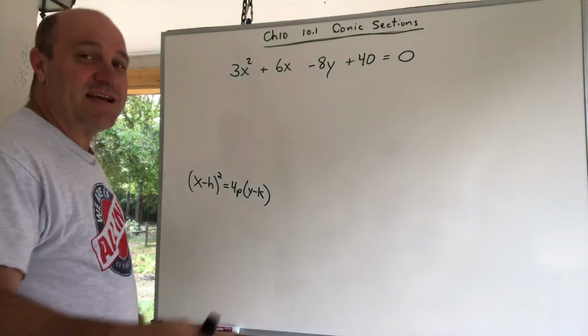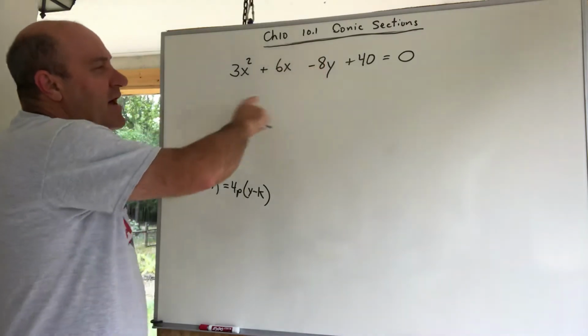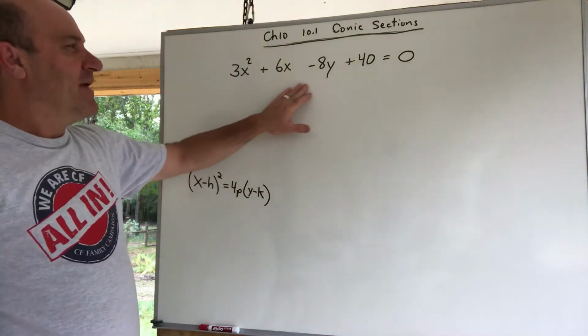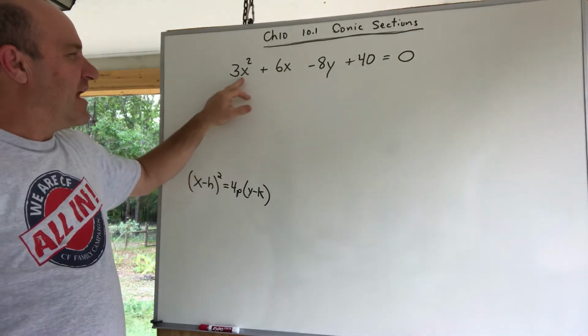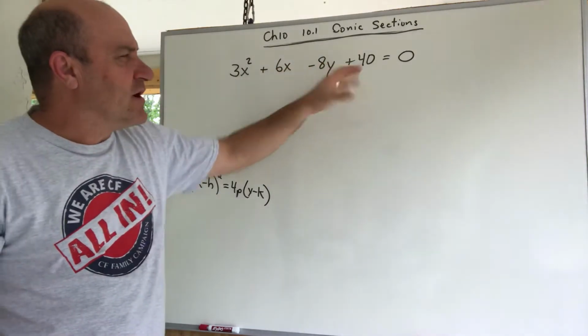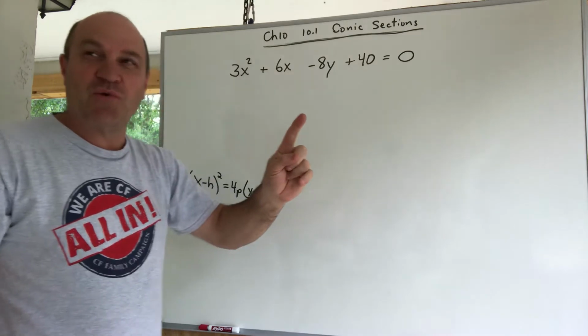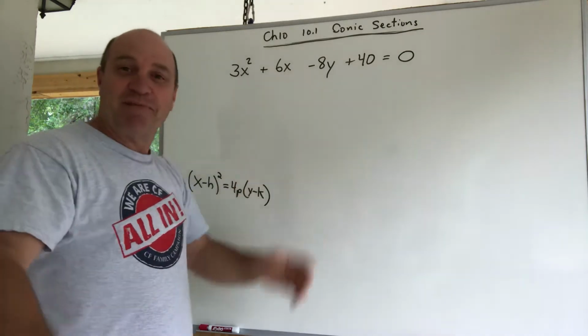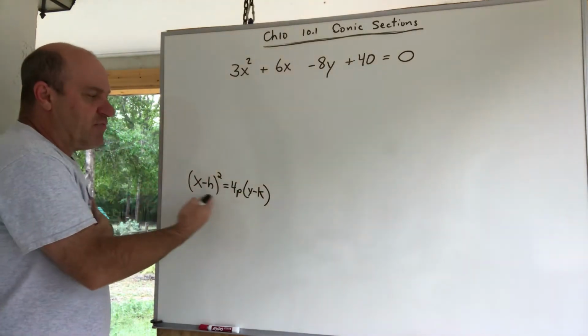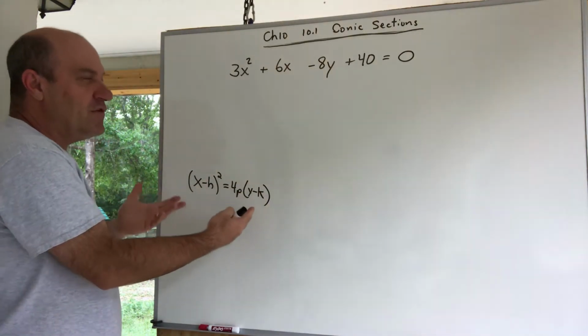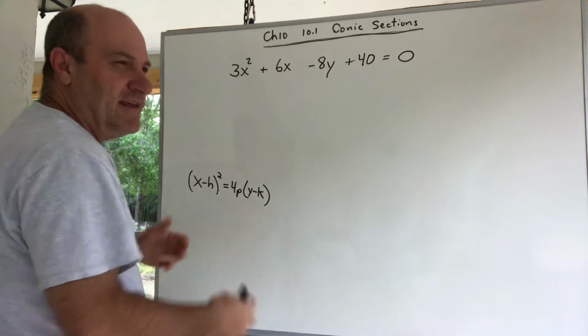Okay, this is chapter 10.1. I want to talk about this guy. This is one of our conic sections, and you can tell that the x is squared. There is no y squared, so with only one of the terms squared, that's a parabola. So this is a parabola, and I want to put it into standard form. To do that, I want to complete the square, and this is algebra.